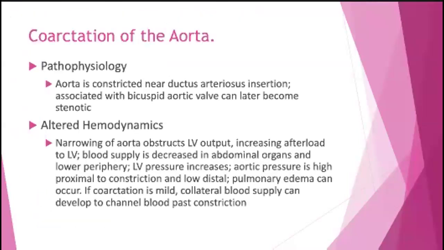So starting with the coarctation of the aorta, this is a congenital narrowing of the aorta, usually near the ductus arteriosus. The narrowing blocks the blood flow out of the heart to the lower body, creating a pressure difference. The ventricle must pump harder to push blood past the narrowing. So we develop left ventricular hypertrophy.